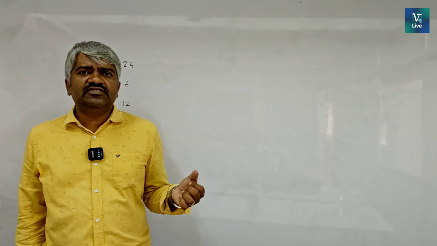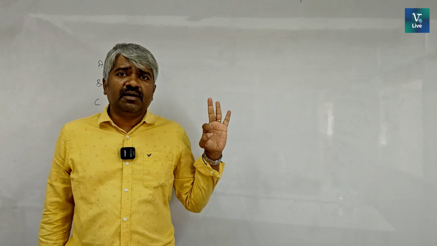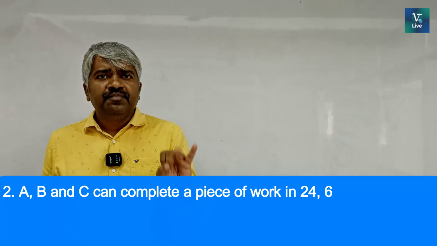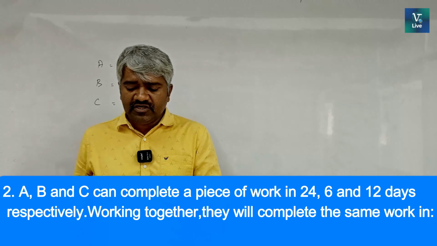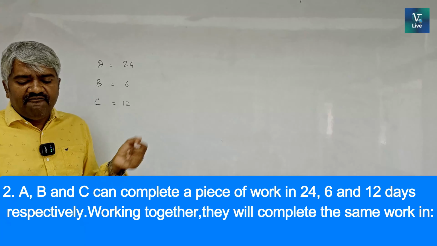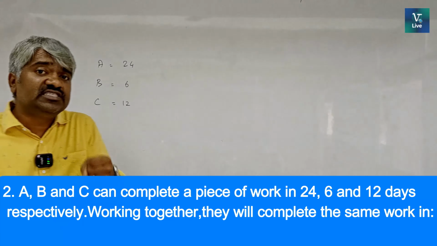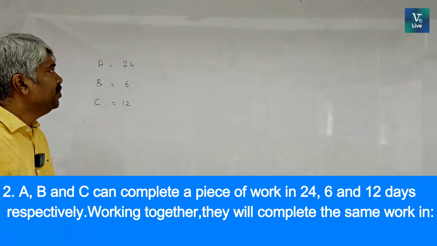Right, which is similar to this, whereas in this case, 3 people have participated in completing the work. A, B, C can complete a piece of work in 24, 6 and 12 days respectively. When they are working together, how long will they take to complete the same work? This is the question given to you.